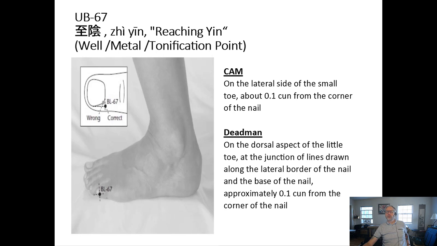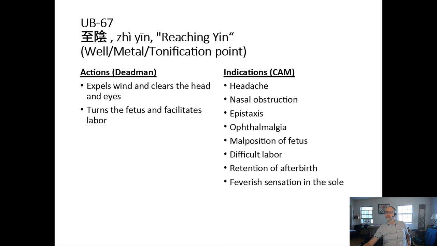And then finally our last point of the day, which is UB67. UB67 is on the dorsal aspect of the little toe at the junction of the lines drawn along the lateral border of the nail and the base of the nail, approximately 0.1 cun from the corner of the nail. Expels wind, clears the head and eyes, turns the fetus and facilitates labor. So this is that whole discussion. Whenever you have the baby that isn't turned all the way and they're laying sideways in the birth canal, that's called a difficult labor.